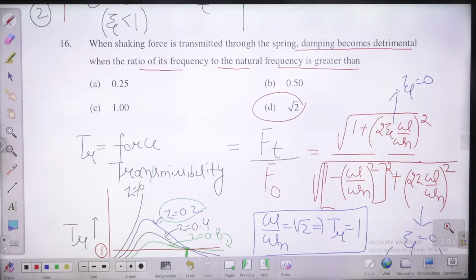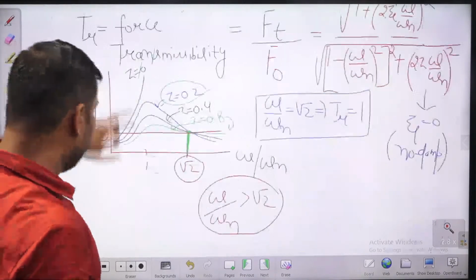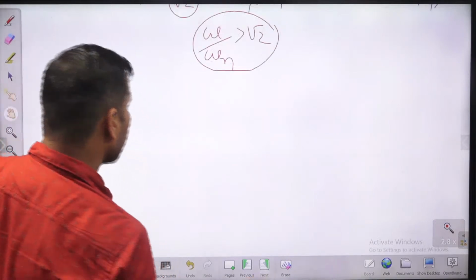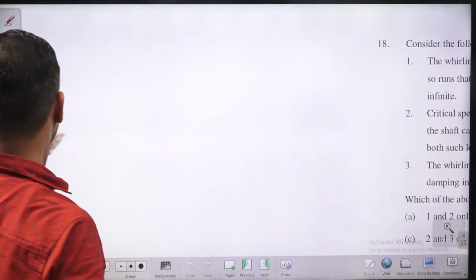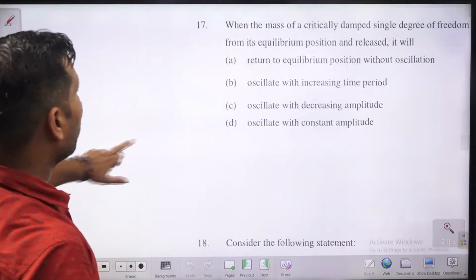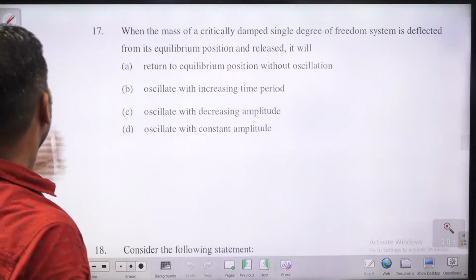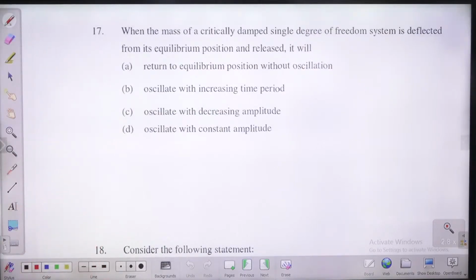Okay, now let us move to the next question, question number 17. Please read it and try to answer this question.